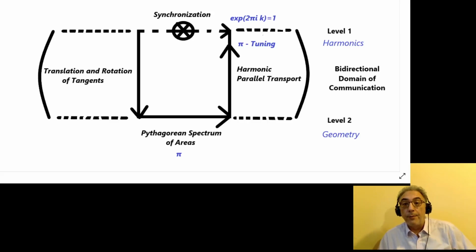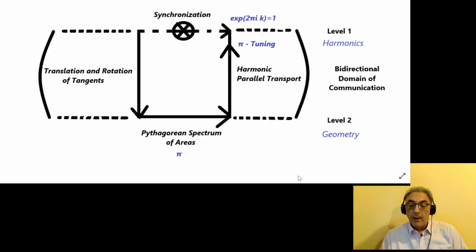So let's continue from the point where we left the previous time. This point was the interpretation of the universal constant pi, which characterizes our areas on the geometric domain in terms of synchronization that takes place in the harmonic domain.